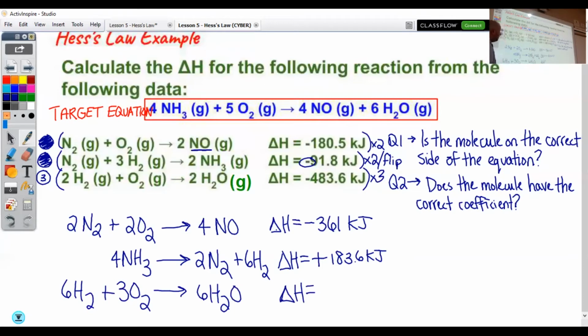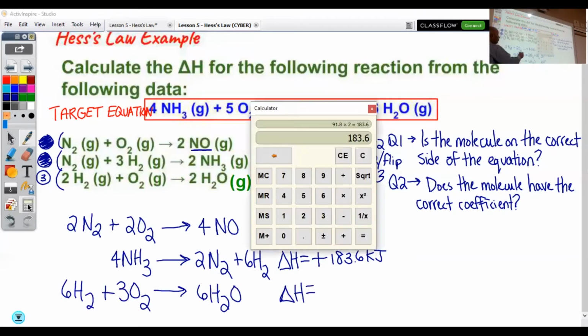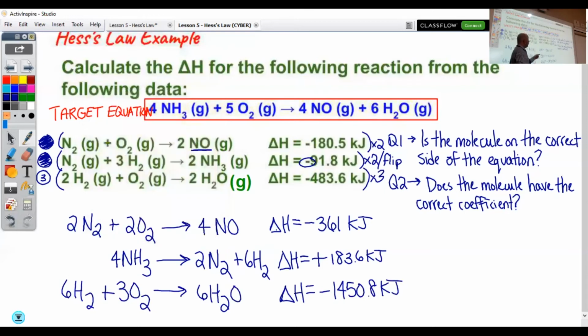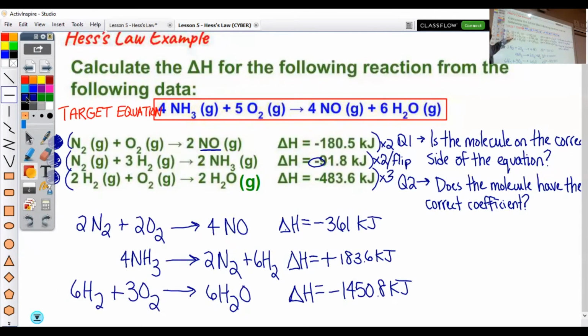So when we multiply the equation by 3, we're also going to have to multiply that value for delta H by 3. So 483.6, we're going to multiply that by 3. We're going to get 1,450.8. Since we didn't flip the reaction, we only multiplied it by 3. The negative sign here stays as a negative sign here. Once you have used all 3 of your reactions, you can add together all of your values. So let's take a look.